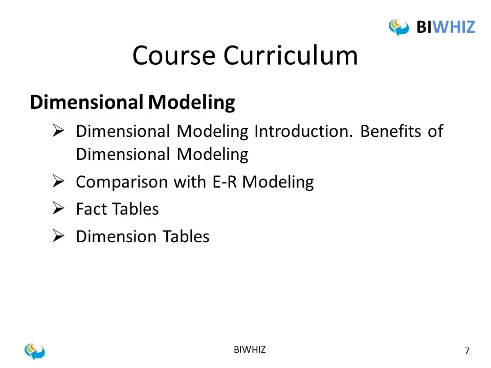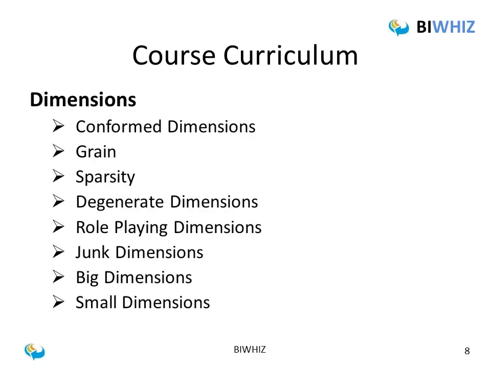Then we will talk about dimensional modeling. What is dimensional modeling, what are the benefits of dimensional modeling, how can we compare it with ER modeling, we'll talk about fact tables and dimension tables. Then we'll talk about a lot of advanced topics of dimensions, like conformed dimensions, degenerate dimensions, or junk dimensions, and what role they play in data warehouse development.